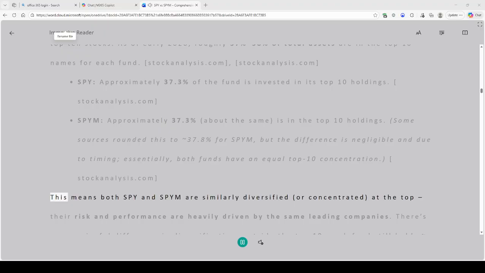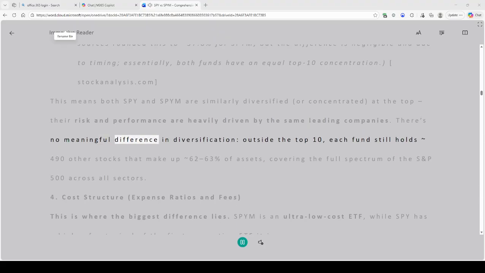This means both SPY and SPYM are similarly diversified, or concentrated, at the top. Their risk and performance are heavily driven by the same leading companies. There's no meaningful difference in diversification. Outside the top 10, each fund still holds 490 other stocks that make up 62-63% of assets, covering the full spectrum of the S&P 500 across all sectors.